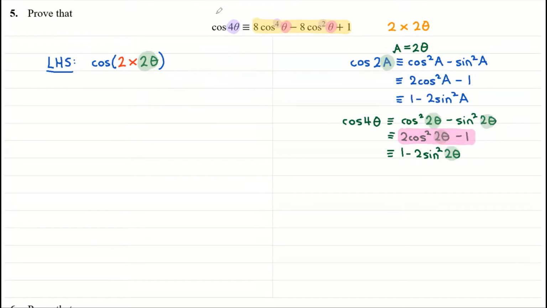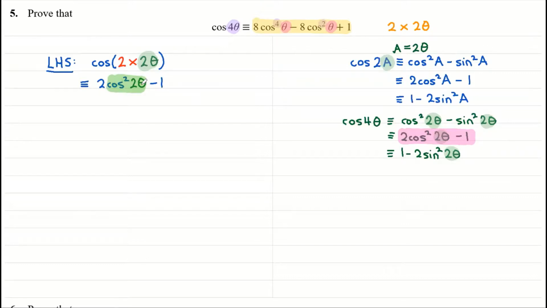So back to our identity. This is going to be identical to 2 cos squared, and just to emphasize this, 2 theta, subtract 1. That's where you've got to be careful. Now we've got the 2 theta, we can again use the double angle identities, because we can now consider A as just theta, okay? So we can use the double angle identities again.